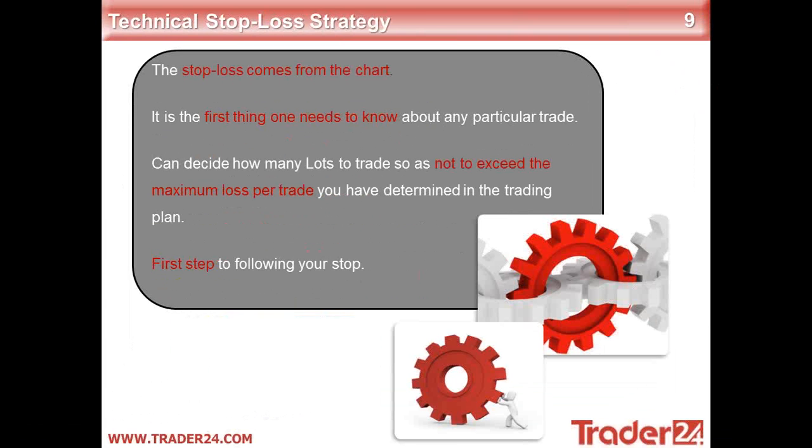We can then decide how many lots to trade so as not to exceed the maximum loss per trade, which you would have determined in your trading plan. Before we start trading, we would have said these are the biggest positions that I want to trade on the euro dollar, for instance, and this is the biggest position that I want to trade on gold. So I've worked out what my margin requirements are for each product as well. From there you can define what type of trader you are and what kind of exposure you want in the market. But the first step is to follow your stop.